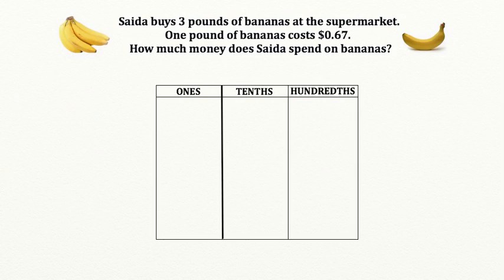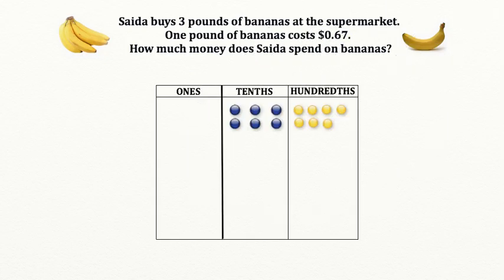Let's go ahead and try a word problem together. Seda buys 3 pounds of bananas at the supermarket. 1 pound of bananas costs 67 cents. How much money does Seda spend on bananas? Well, first, let's represent that on our chart.